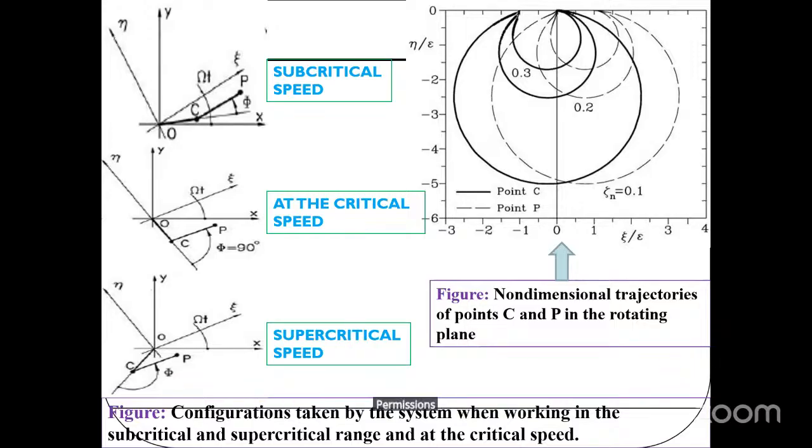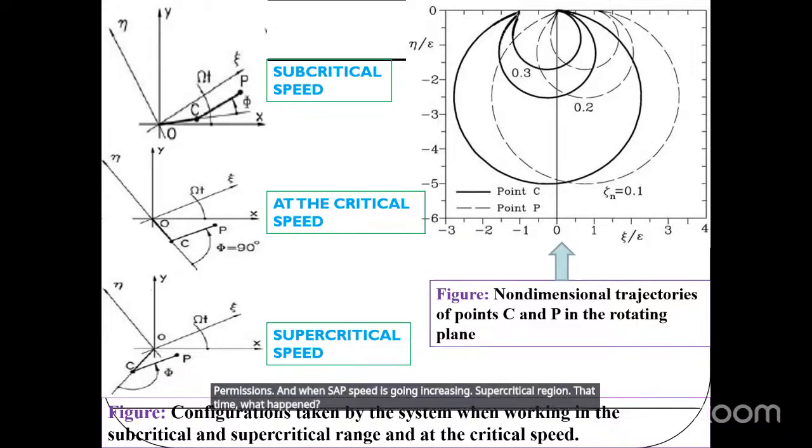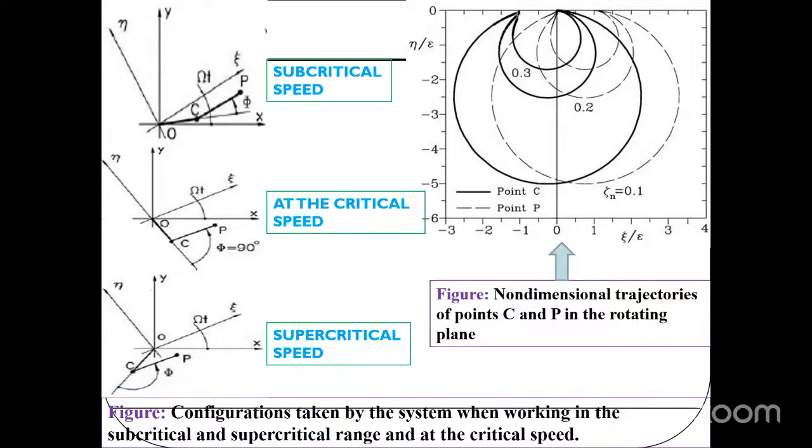And when the shaft speed keeps increasing into the supercritical region, what happens? P comes closer to the point O, and P becomes located between the points O and C. This phenomenon is called the self-centering effect. It means that at this time the shaft deflection again reduces and tries to minimize again.